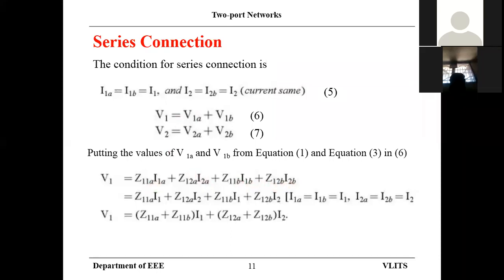As we know from this condition, I1A is equal to I1B is equal to I1, and I2A is equal to I2B is equal to I2. That's why in the place of I1A and I1B, I have substituted I1 and I1, and in the place of I2A and I2B, I have substituted I2 and I2 from equation number 5. Then if you take I1 as common, you can simplify this equation: V1 is equal to Z11A plus Z11B into I1 plus Z12A plus Z12B into I2.